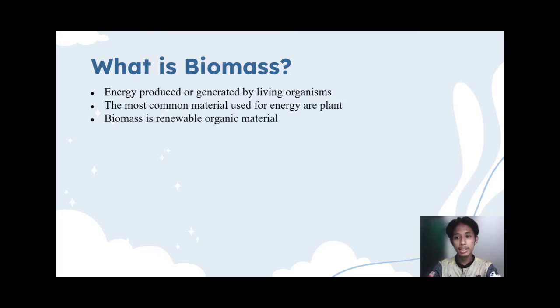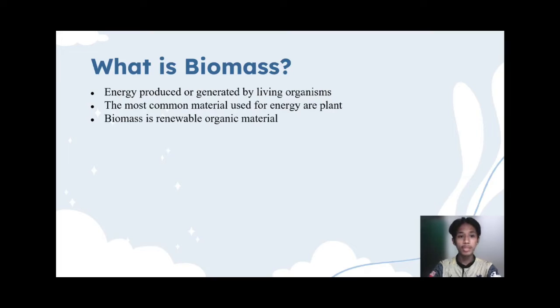Biomass is energy generated or produced by living organisms such as animals and plants. The most common materials used for energy are plants, such as corn and soy. The energy from these organisms can be burned to create heat or converted into electricity, and used for cooking or heating for the development of the country.